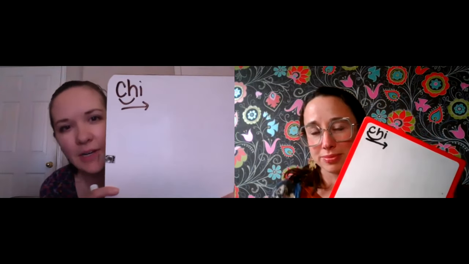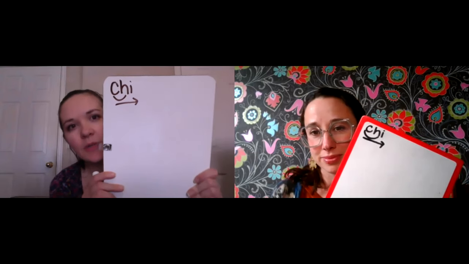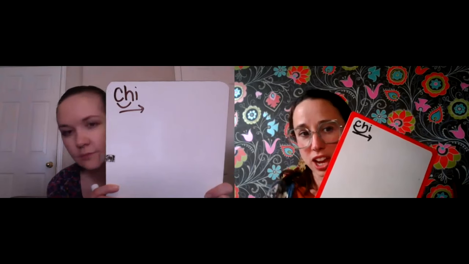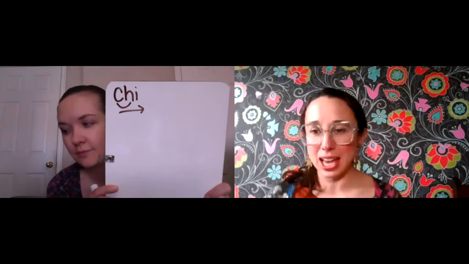All right, Jillian, will you explain to us how you marked the slide? I arced my CH digraph and I put a slide arrow under the whole thing. Perfect. Let's point to it, read it two times. Ch, ch, ch. Really good. All right, let's do another one.